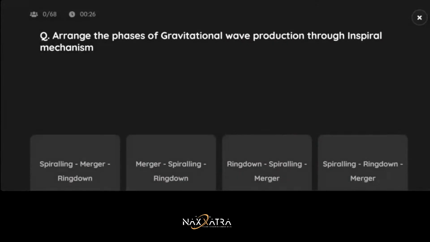So arrange the phases of gravitational wave production in the inspiral mechanism. Spiraling, merger, ring down; or merger, spiraling, ring down; or spiraling, merger; or spiraling, ring down, merger. So which is the correct option? We have 5 seconds remaining. Fast.